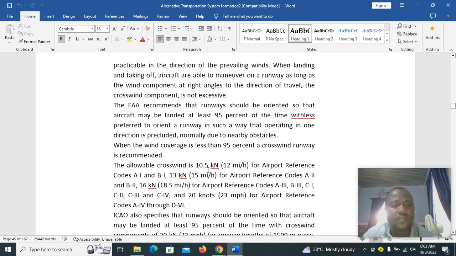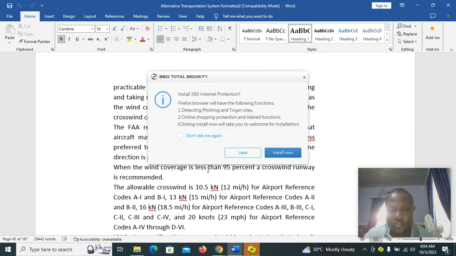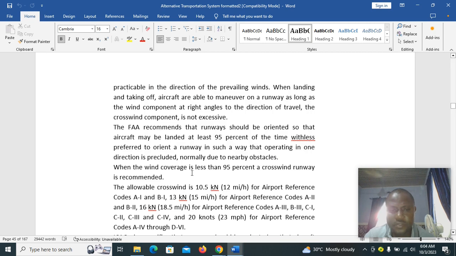The Federal Aviation Administration, FAA, recommends that the runway should be oriented so that aircraft may be landed at least 95% of the time. We prefer not to orient a runway in such a way that operating in one direction is precluded, normally due to nearby obstacles. When the wind coverage is less than 95%, a crosswind runway is recommended.